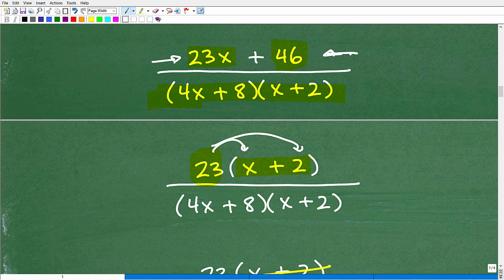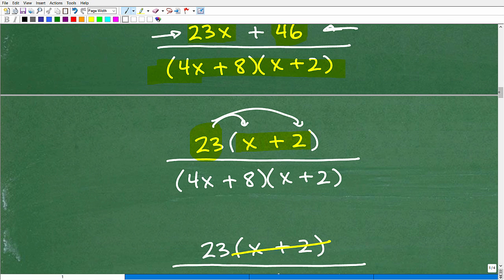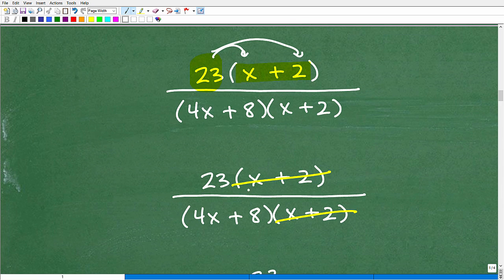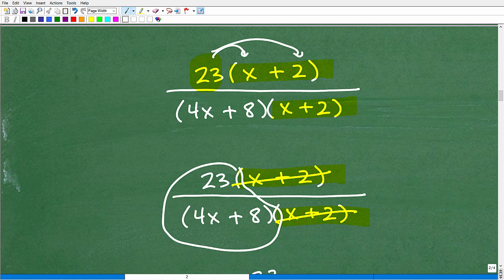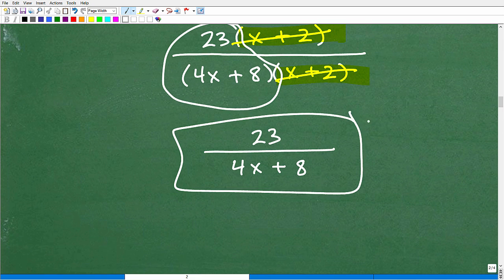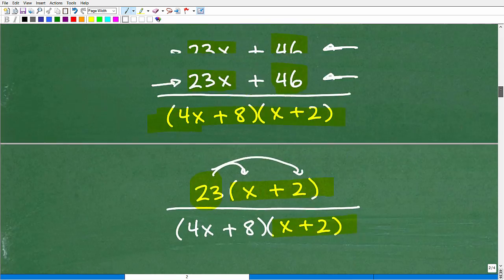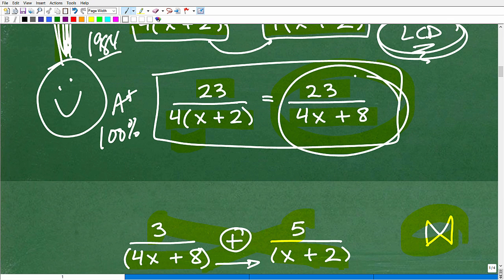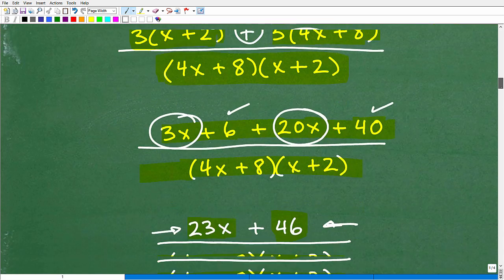Now, the reason why I did that is because once I've got that factored, look what I can do. Okay, this is really cool. I can cross cancel. So 23 times x plus 2. Notice here, I could cross cancel this with this, and that's exactly what I'm doing right there. And that leaves me with 23 over 4x plus 8. Hopefully that looks pretty familiar to you because that is the same as this answer, 23 over 4x plus 8. It's the same thing, but we just took a different approach.